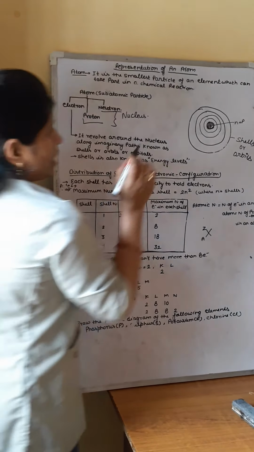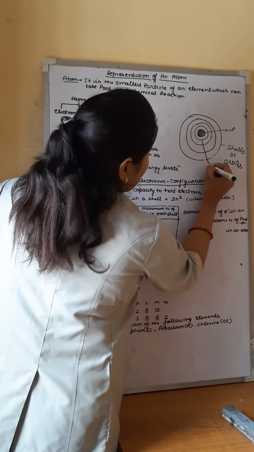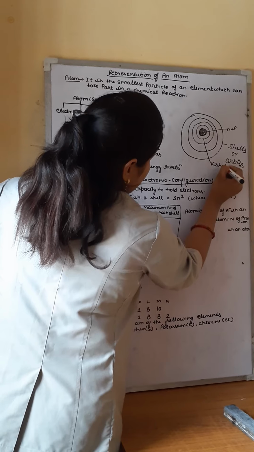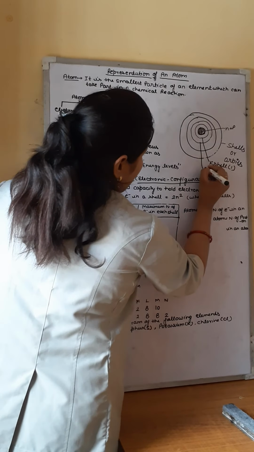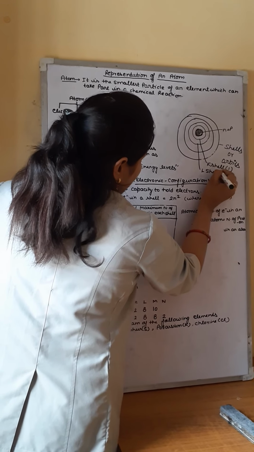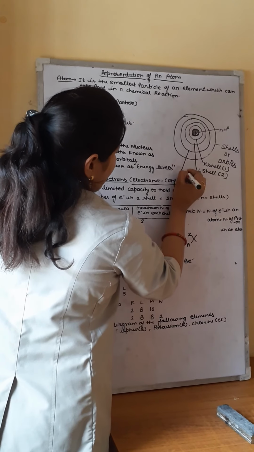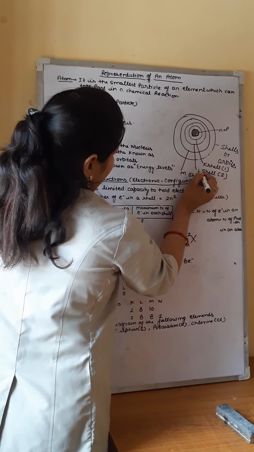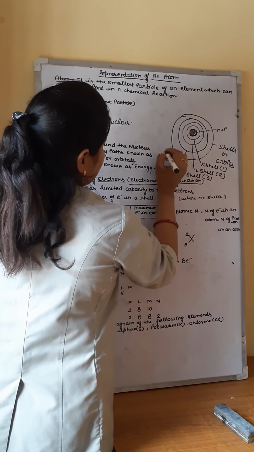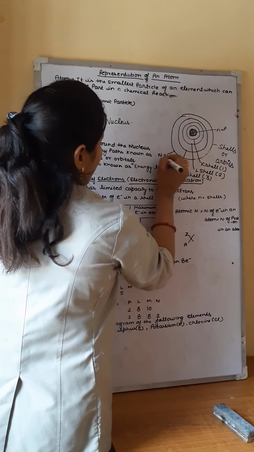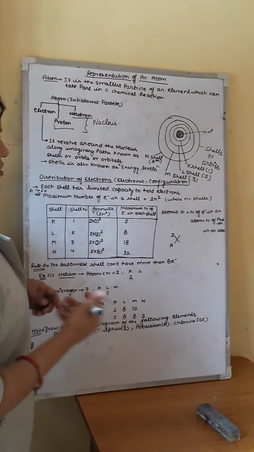Now students, see here, that is the nucleus and this is the K shell. This shell is known as K shell or first shell. The second shell is known as L shell or second shell. This shell is known as M shell or third shell, and this shell is known as N shell or fourth shell, and so on, K, L, M, N, O, P, etc.